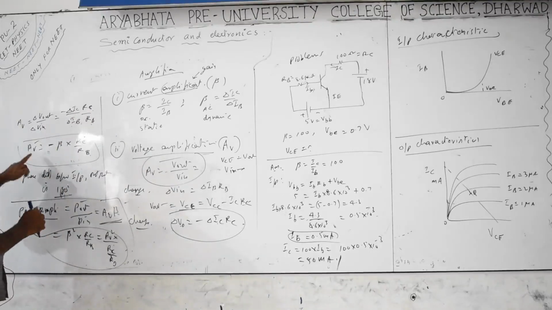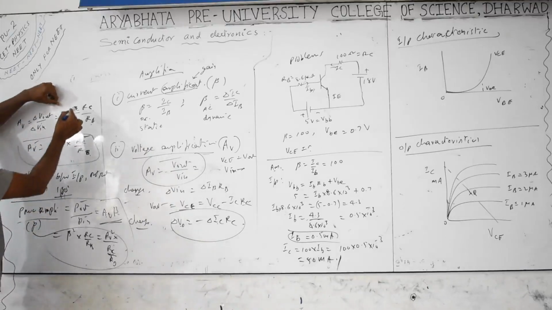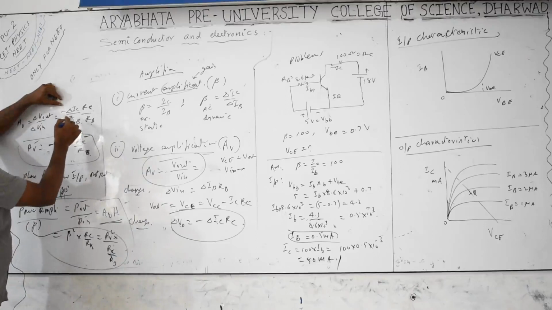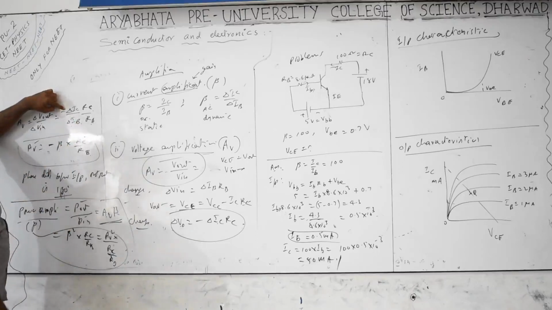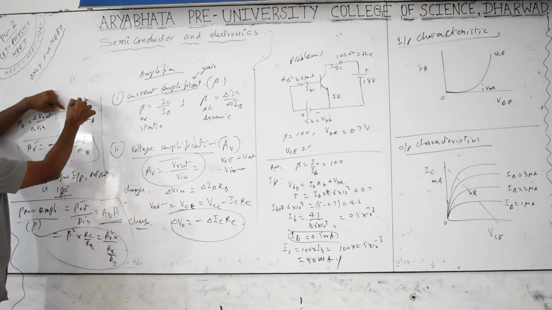So voltage gain becomes output voltage by input voltage, which is also equal to IC by IB, which is nothing but beta. Delta means variables, dynamic values to take. RC by RB is called the resistance gain.